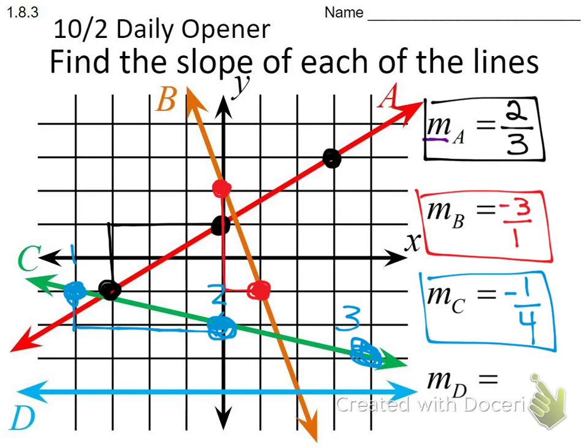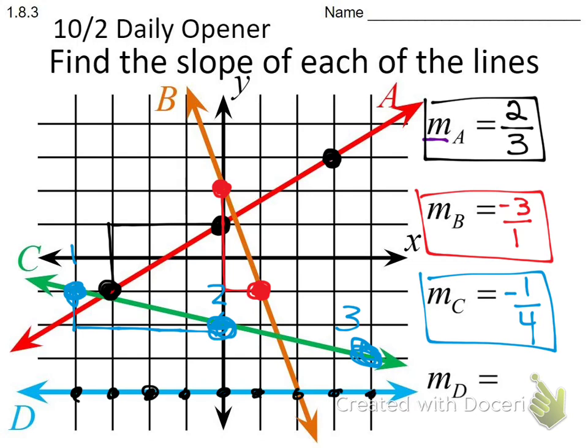Then line D. How many lattice points does line D have? 1, 2, 3, 4, 5, 6, 7, 8, 9. Okay, so it has 9. So if I would fill in all my lattice points, it would look like this, right?